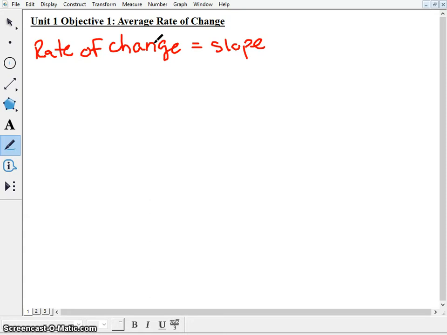We find it the same way as we always have. So we're going to have 2 points, and we're going to take y2 minus y1 divided by x2 minus x1, and that's going to give us our rate of change.